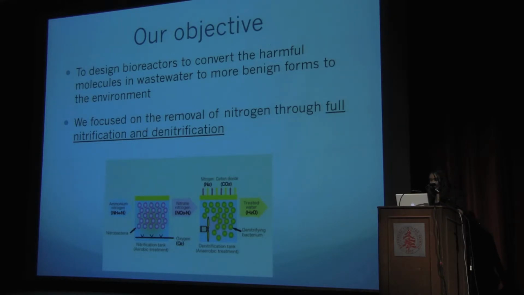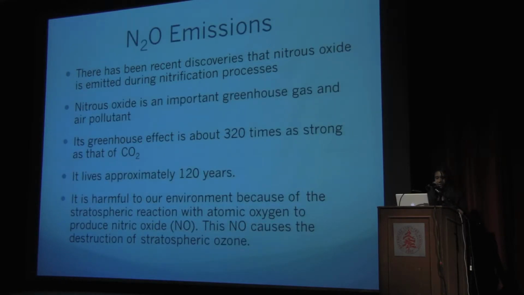One of the concerns with this process is that nitrous oxide, N2O, is emitted. This is important because nitrous oxide is an air pollutant. It is also a greenhouse gas. Its greenhouse effect is 320 times as strong as that of carbon dioxide. Nitrous oxide also lives about 120 years. In addition, it leads to the destruction of the ozone layer because N2O reacts with atomic oxygen to produce NO, and this NO destroys the ozone layer.